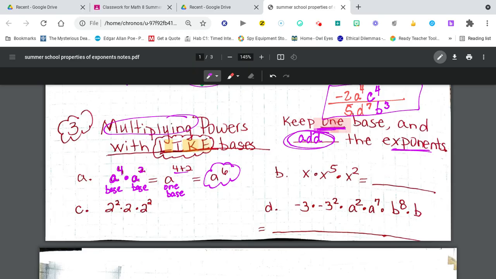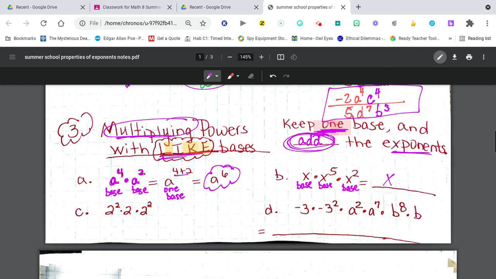Let's take a look at B. So for B, I have a base x here, a base x here, and a base x here. I'm multiplying all of these bases, and they are the same, so I only want to write one of them. Just write one base x. And then do what with the exponents?